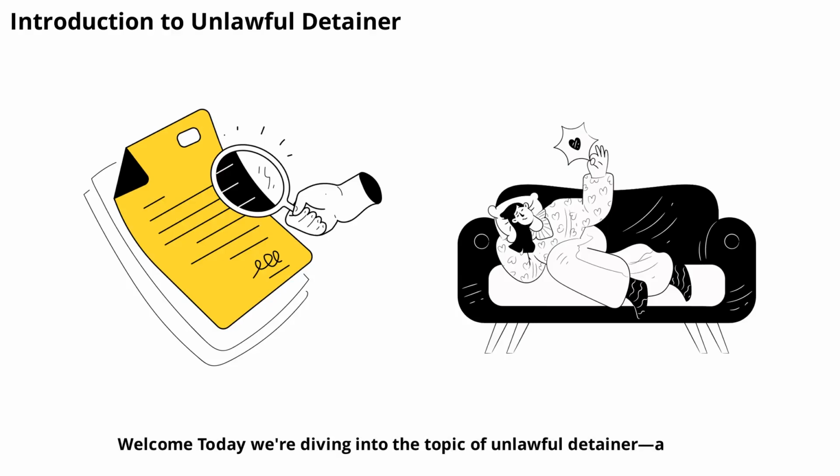Welcome. Today, we're diving into the topic of unlawful detainer, a legal term that often comes up in landlord-tenant disputes. If you've ever wondered what happens when a tenant refuses to leave a property after their right to stay has ended, this video is for you. We'll break down what an unlawful detainer is, why it matters, and how the process typically unfolds. By the end, you'll have a clear understanding of the basics, whether you're a landlord, tenant, or just curious about property law. Let's start by defining the term and exploring its significance in real estate and rental agreements.